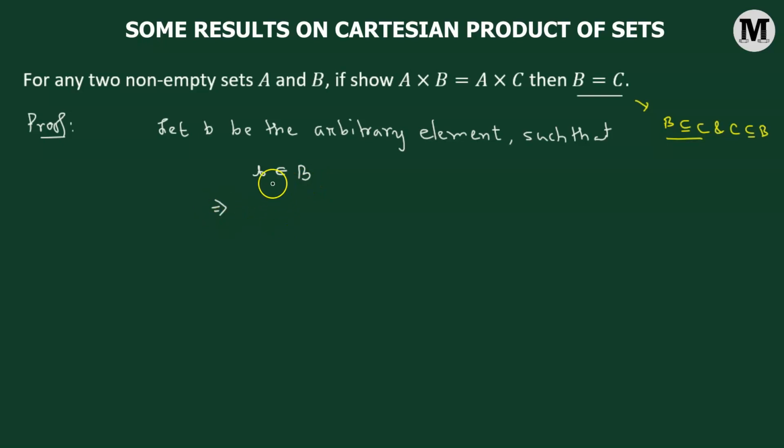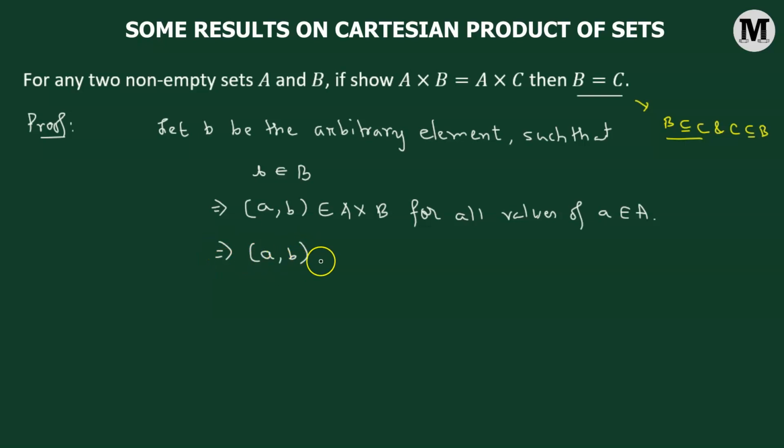Now, if b is a member of the set B, we can also say that (a, b) is going to belong to the Cartesian product of A and B for all values of a belonging to the set A. Any value of a that we pick up, this is always going to be true provided b belongs to the set B. And that means we can rewrite this statement as the ordered pair (a, b) belonging to the Cartesian product of A and C. Here we are using the given fact that the Cartesian product of A and B equals the Cartesian product of A and C.